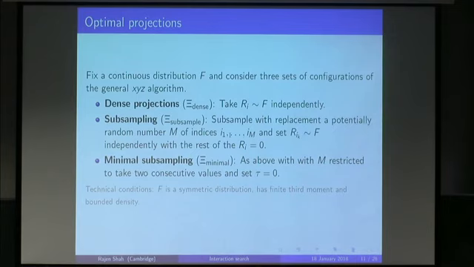Another class of algorithms we might want to consider involves some subsampling as well. So we might think that it might be helpful to have this random projection vector be a bit sparse. Maybe that helps us out.